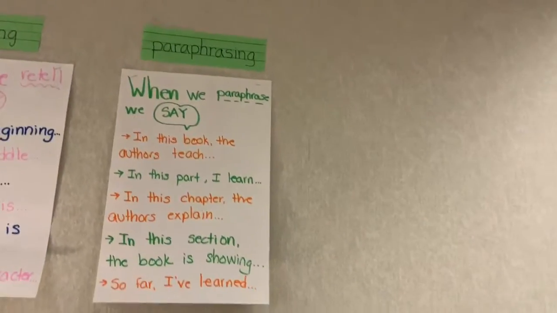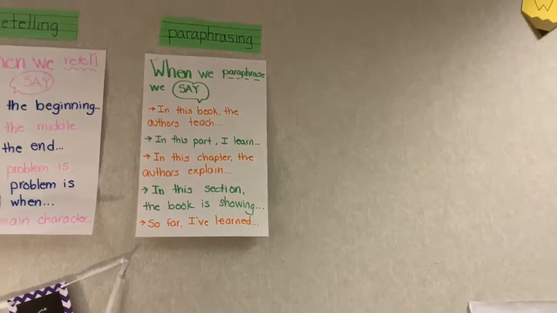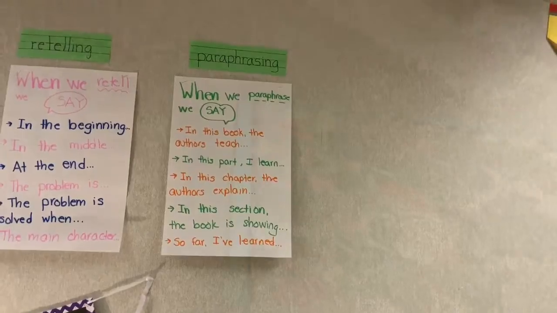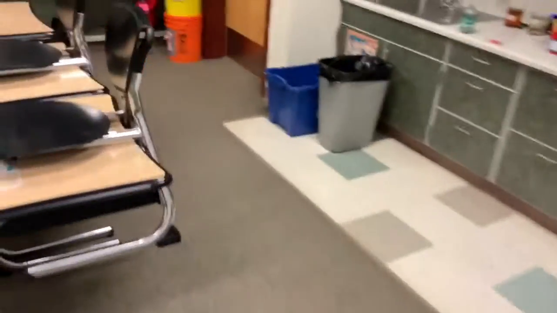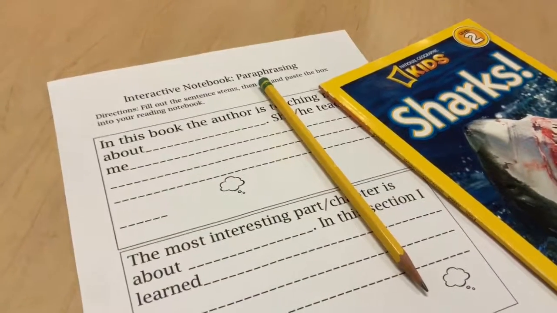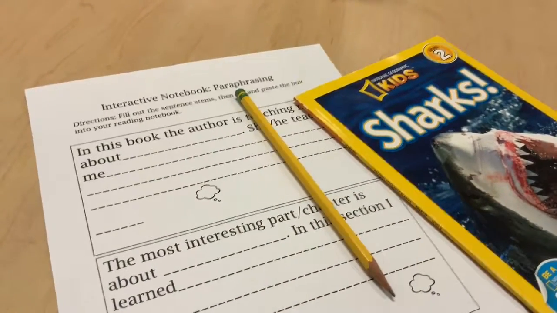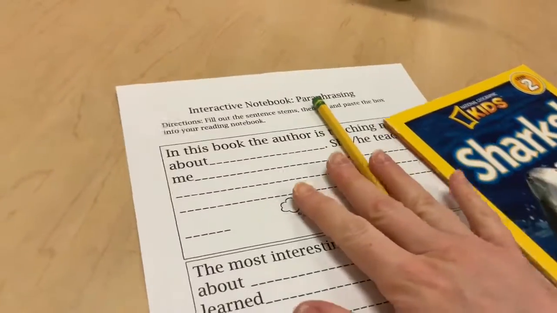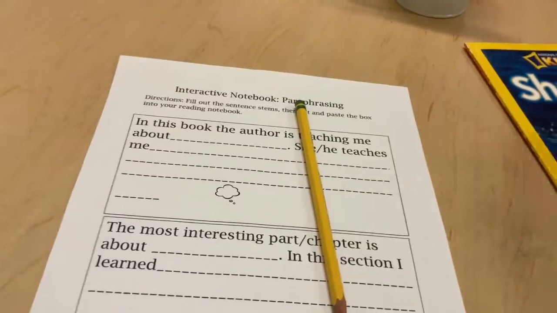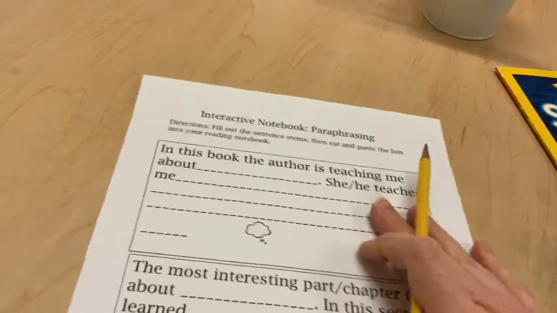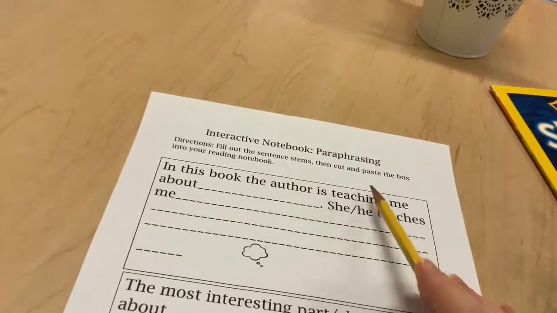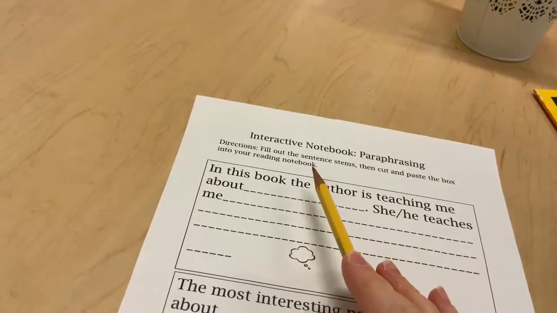So paraphrasing is a skill that we're going to be practicing in our interactive notebook as we go through our nonfiction unit. Let me show you. I have moved with purpose in a level 0 voice to work on writing, because that's the station that I'm at in the reading workshop. This is what our paraphrasing sheet looks like. The directions are the same as all of our other interactive notebooks. Fill out the sentence stems, then cut and paste the box into your reading notebook.